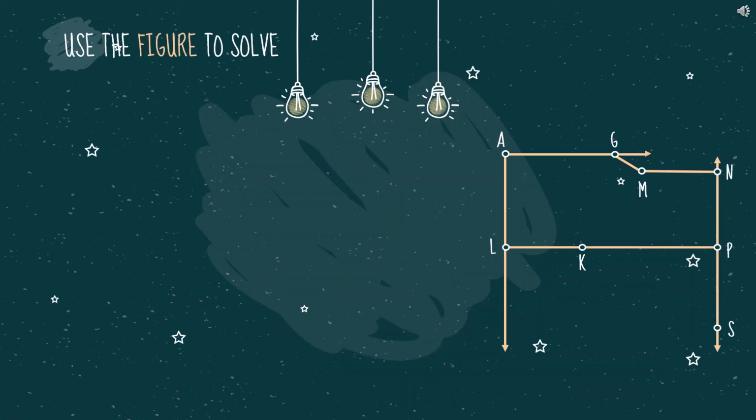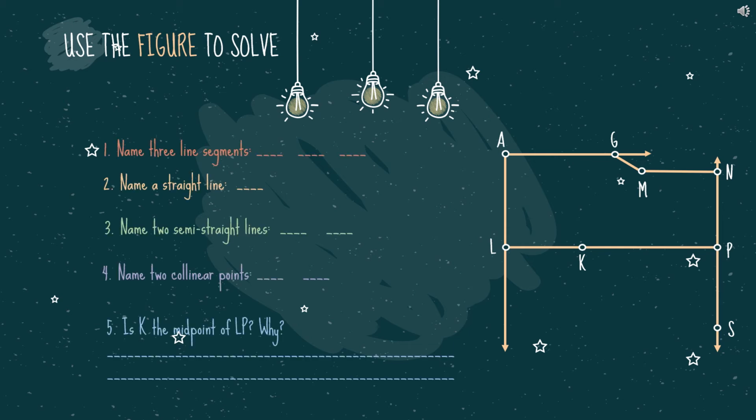Use the figure to solve these questions. Question 1. Name 3 line segments. Question 2. Name a straight line. Question 3. Name 2 semi-straight lines. Question 4. Name 2 collinear points. Question 5. Is K the midpoint of LP? Why? Let's have a look at question number 1.